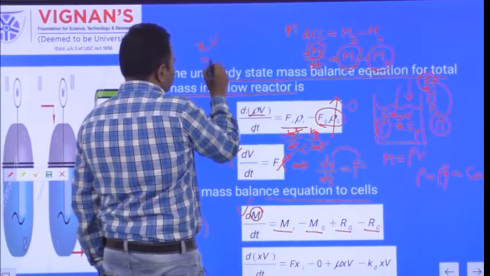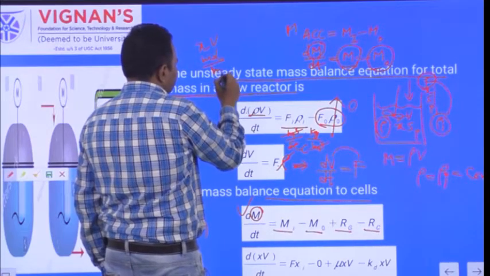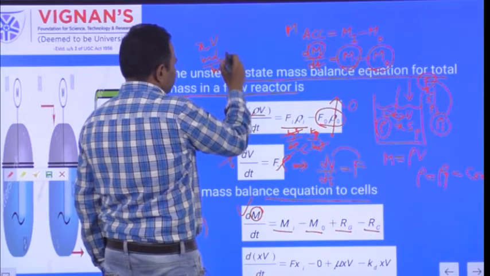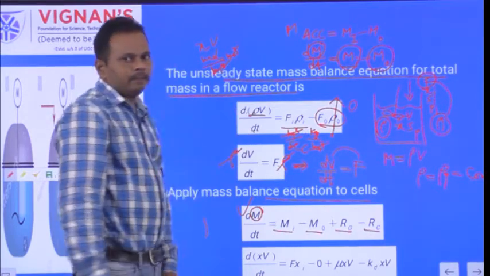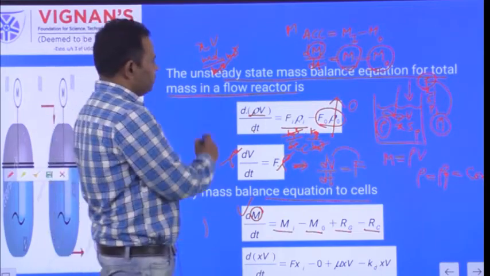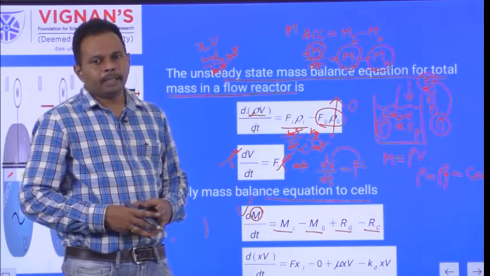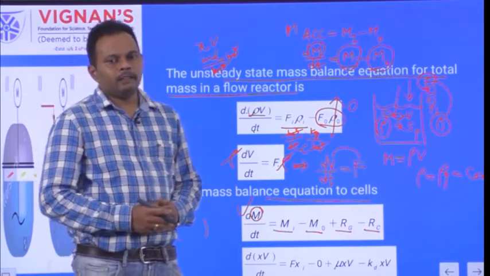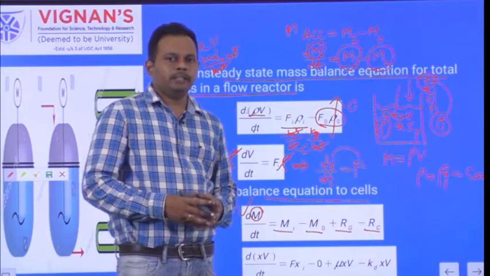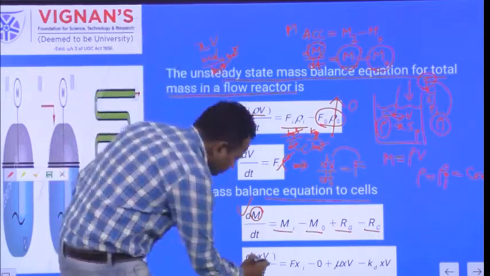The cell concentration is moles per meter cube, and the volume of the reaction mixture is in meter cube. Both cancel, giving moles of the cells. Since cells also have a certain chemical composition, if you know the chemical formula for the cells or biomass, you can find the molecular weight. When you multiply molecular weight with the moles, you obtain the kg. So that is d/dt of xV.